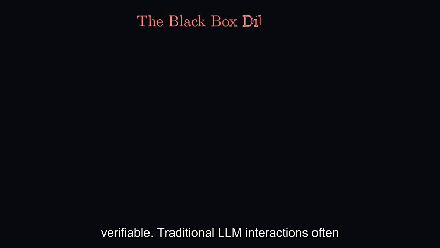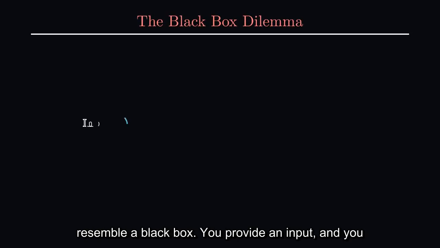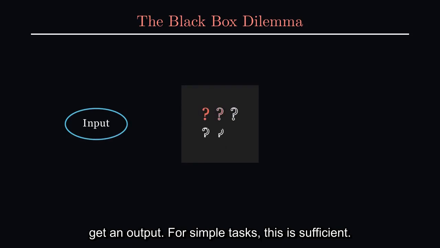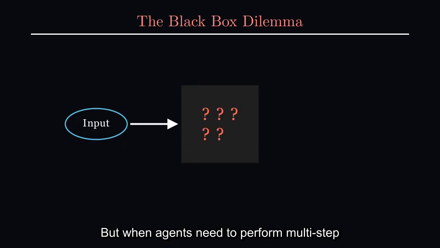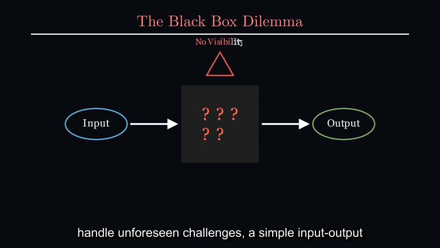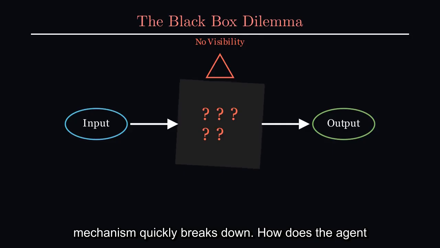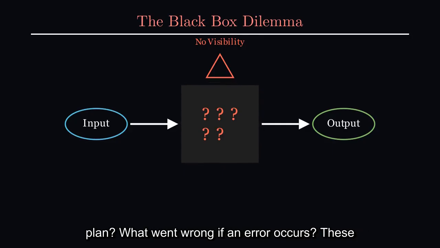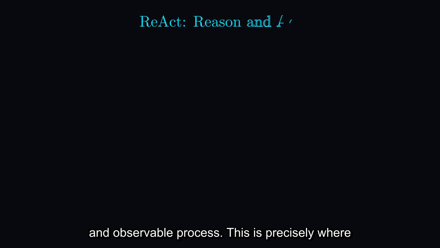Traditional LLM interactions often resemble a black box. You provide an input, and you get an output. For simple tasks, this is sufficient. But when agents need to perform multi-step operations, interact with external environments, or handle unforeseen challenges, a simple input-output mechanism quickly breaks down. How does the agent plan? What went wrong if an error occurs? These questions highlight the need for a more structured and observable process.